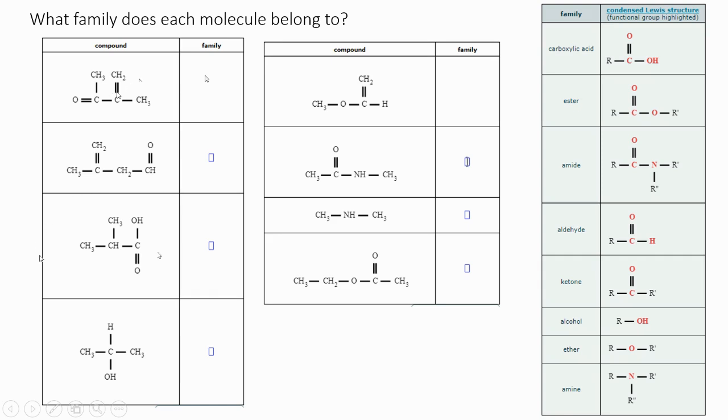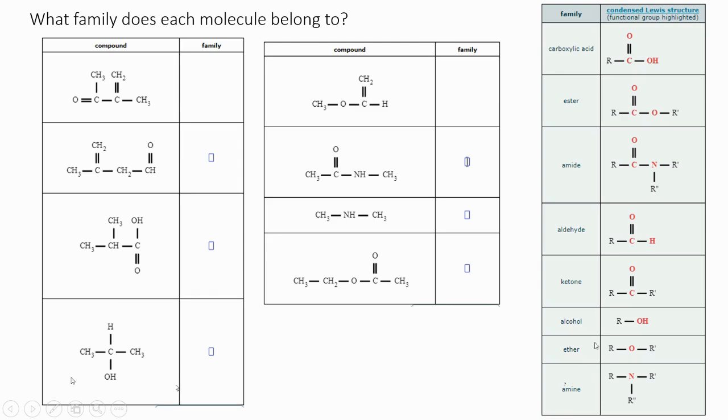Okay, how about this thing? What do you think this would be? Carboxylic acid. Yes, good. Carboxylic acid. So we have a carbon with an OH and a double bond oxygen next to a carbon group. So that just looks just like this. We have carbon with an OH with a double bond with some kind of carbon group. Good.